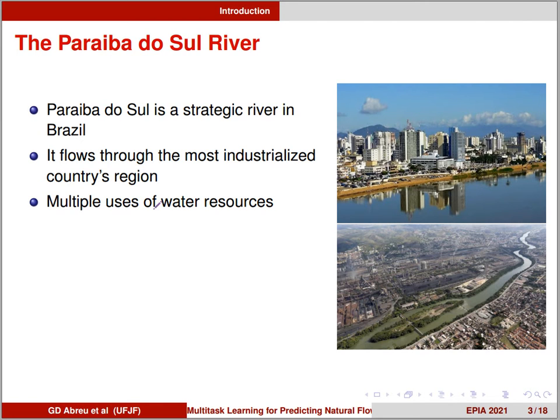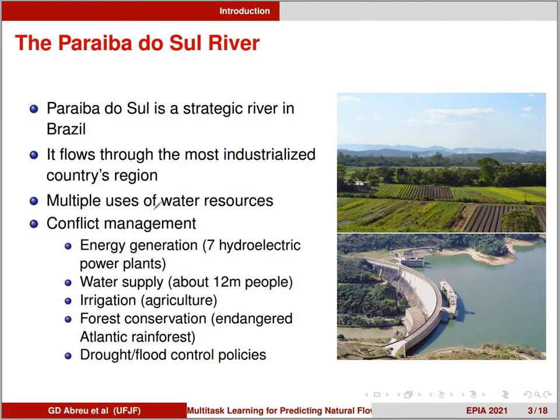And there are multiple uses of the water resources, and these multiple uses lead to some conflicts in the water of this river. For example, energy generation, water supply for about 12 million people, irrigation, forest conservation, and also drought and flow control policies. So we can see there are multiple uses of the same waters.